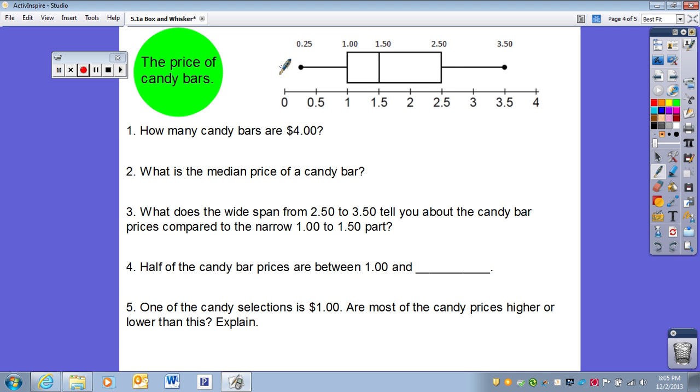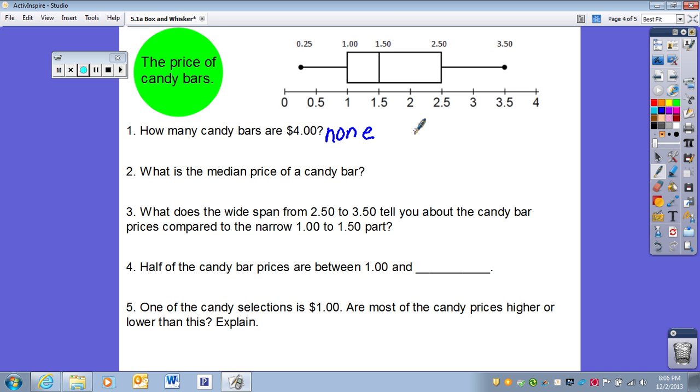So how can we apply this or answer some questions? Let's take a look. It would be a good idea for you to copy this box and whisker plot into your notes and then to copy down the questions. You may pause at any time to do that. How many candy bars are worth $4 according to this box and whisker plot? The top number for our box and whisker plot is 3.5 or $3.50. So, how many candy bars are $4? None.